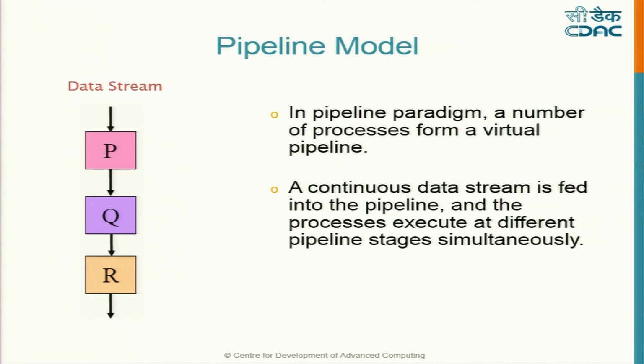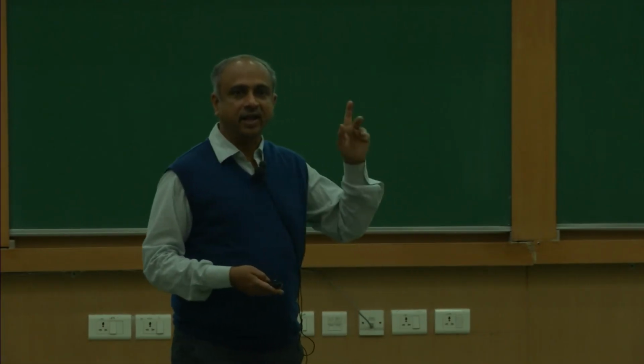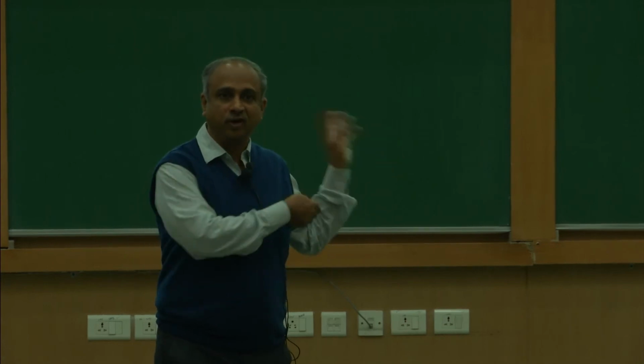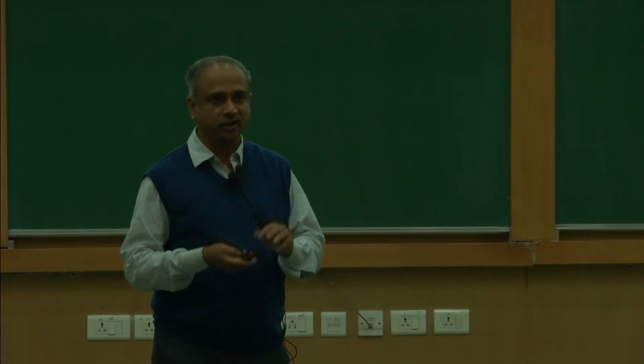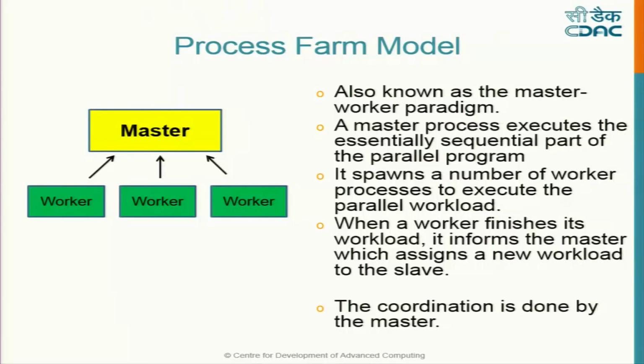While Q is operating on the second set of data, R is operating on the first set of data, and P can operate on the third set of data. Like this, the output of the previous stage comes as an input to the next stage. Again remember, for a given workload, one of these models would be best suited, so you have to choose that. Then there is the process farm model.